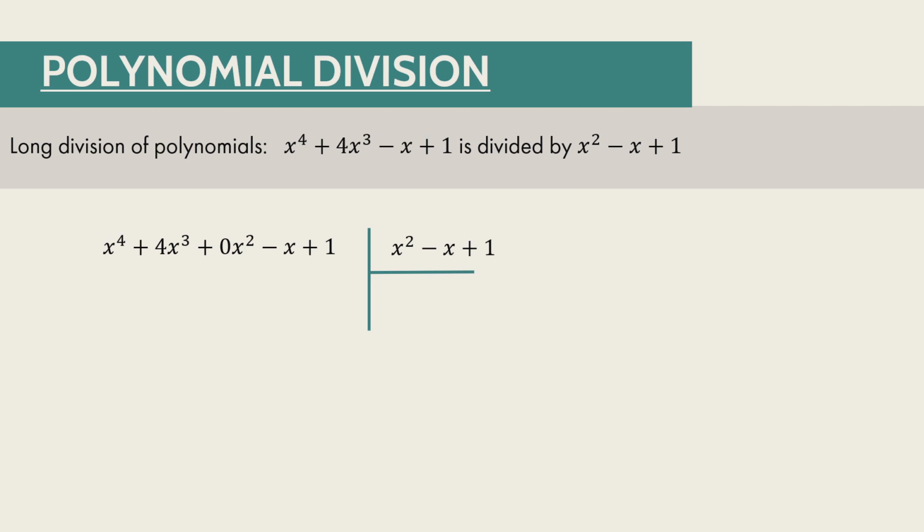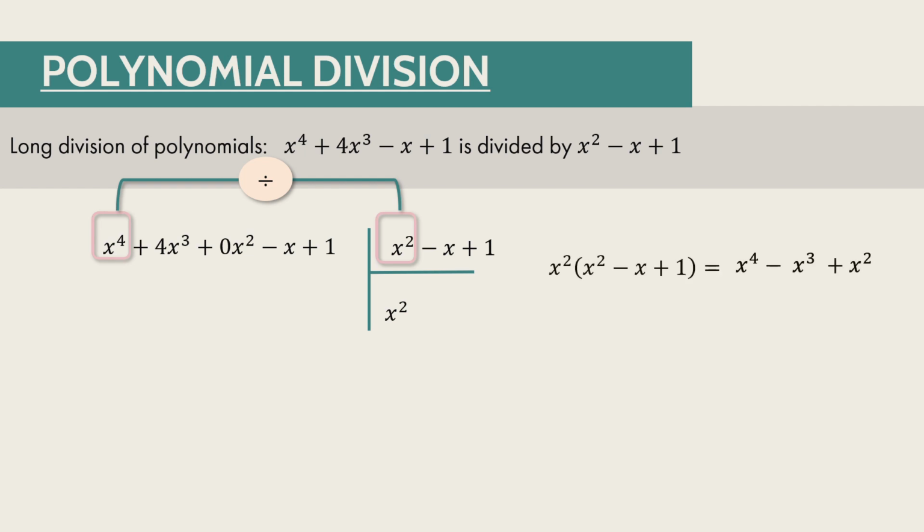In this case, you can see that one term is missing. The term x to the power of 2 is missing. So we have to put 0x to the power of 2 in the dividend here, like this. Again, we divide the leading term of the dividend by the leading term of the divisor. And the answer should be x to the power of 2. Multiply back with the divisor: x to the power of 4 minus x to the power of 3 plus x squared. Bring back to see what remains.